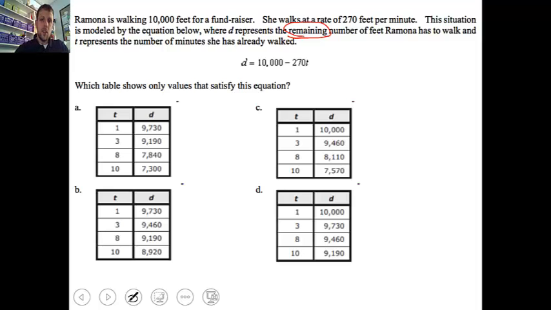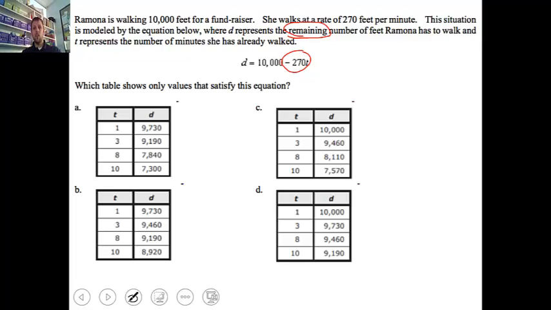I want you to notice that the slope is negative in this case, and we haven't really worked with a negative slope before, but basically there is a goal of 10,000, and every time they walk 270 feet per minute, it takes away from that goal. And so when you subtract from 10,000, it's going to tell you how many feet she has left.